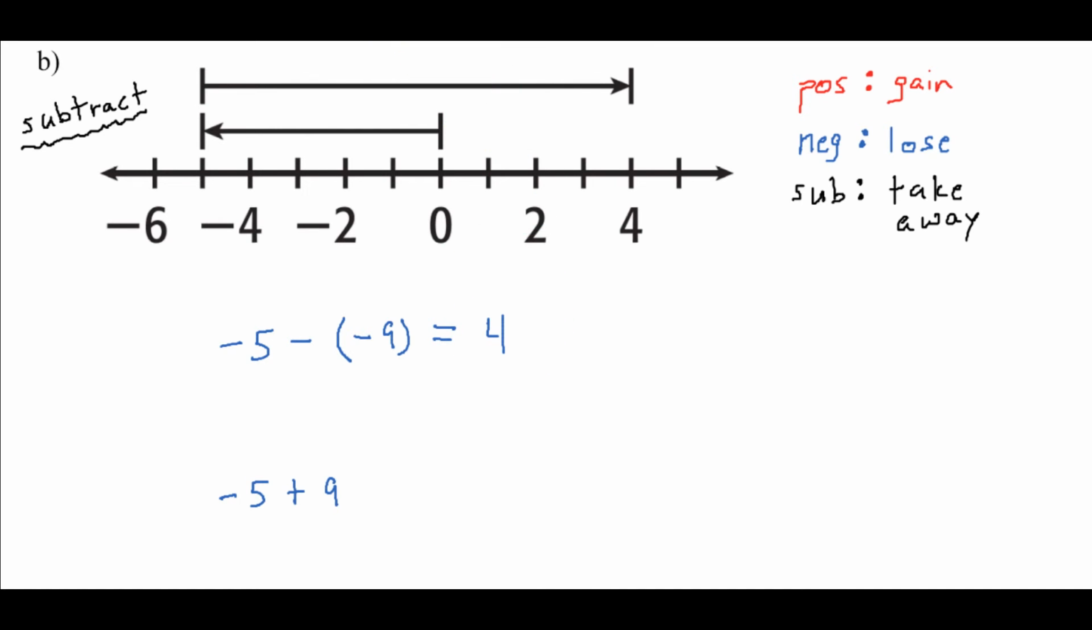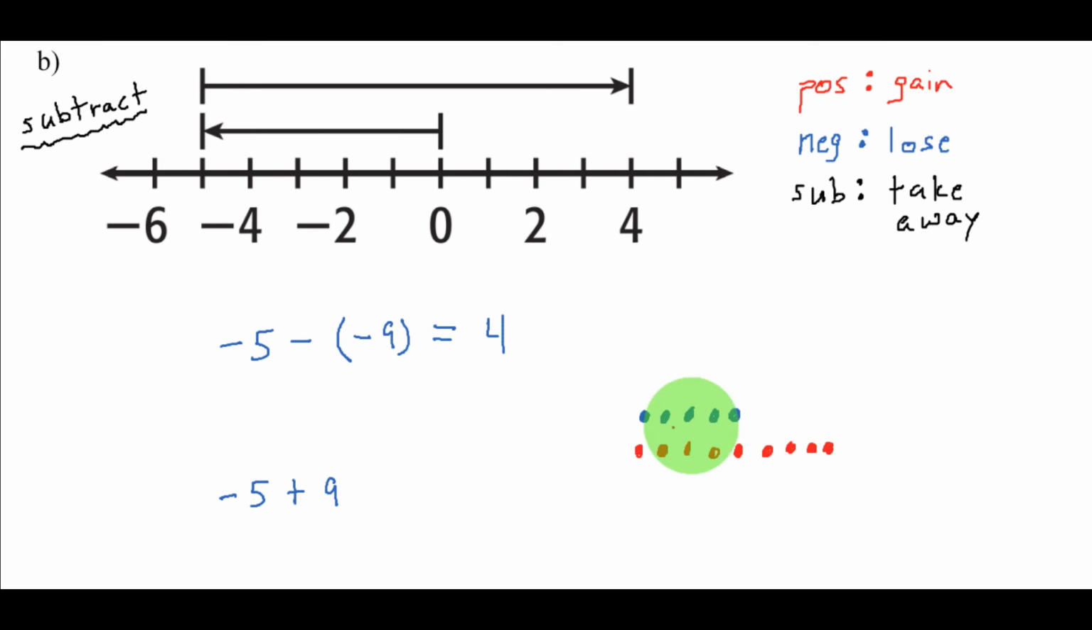Or I can use integer chips. So I'm going to draw, it looks like we've lost 5. We've lost 5. So I'm going to just draw 5 negative integer chips real quick. 1, 2, 3, 4, and 5. And now let's just think about this next part. We're going to subtract -9 away from that, but the way we're going to think about it is take away losing 9. If you're taking away losing 9, you're gaining 9. So I'm going to draw 9 positive integer chips. 1, 2, 3, 4, 5, 6, 7, 8, and 9.